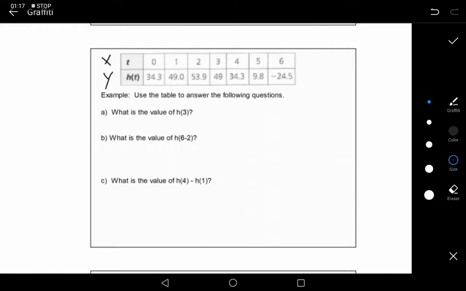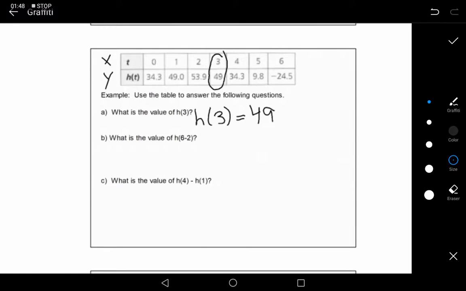So what is the value of h of 3? So I look over at 3 here, and I see that at 3, my h of t value is 49. Okay, this stuff is really this simple. So h of 3 simply equals 49. Okay, and I can just tell that directly from my chart. So they try to make it a bit more tricky, but really it's not that complicated.